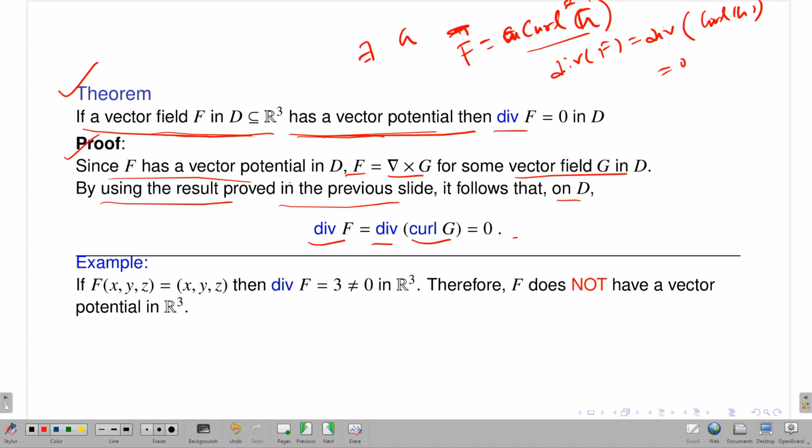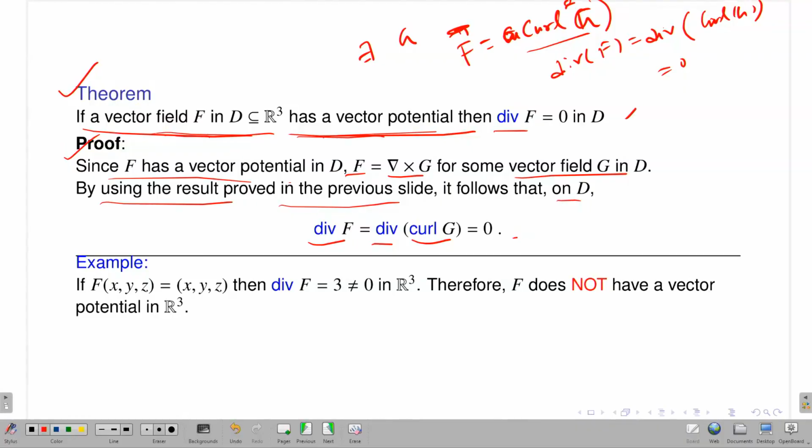Of course, here I am assuming my capital F has a vector potential, that means the vector field I am getting, G, which is nice, I should say. Nice means what? That means it is a C2 vector field, right. G is a C2 vector field, so that if I take the curl of G, it is the vector field capital F, and if I take the divergence, it is 0. So, that is the conclusion.